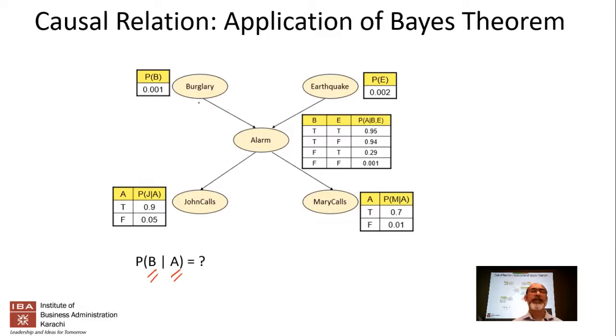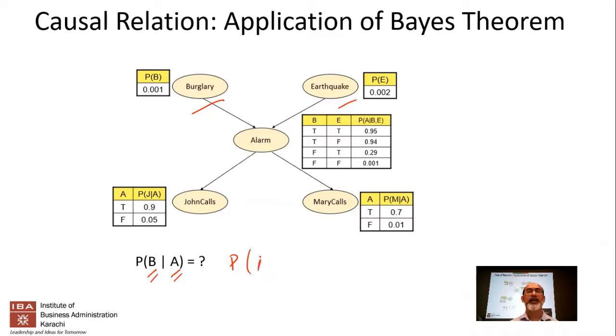So what's the probability that either the burglary was a cause or the earthquake was a cause, given a certain symptom or an alarm? Given the effect, what is a cause? So over here, we can simply apply Bayes theorem, right? Because this is a causal relationship, and we already know how to solve causal relationships. So how would we solve this? You know Bayes theorem fairly well. So how would we do it?